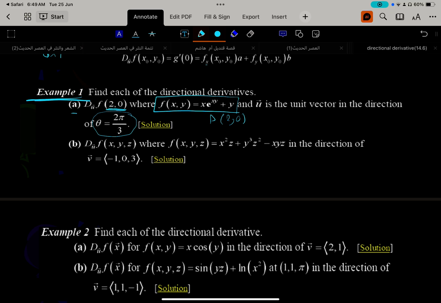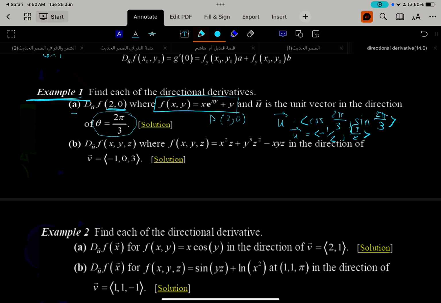So how are we going to find the directional derivative from the angle? Basically u equals (cosine of 2 pi over 3, sine of 2 pi over 3), this is from the geometry. Okay, and we can evaluate this. I think I need a calculator. So cosine of 2 pi over 3 is negative 1 over 2, and sine of 2 pi over 3 is root 3 over 2.